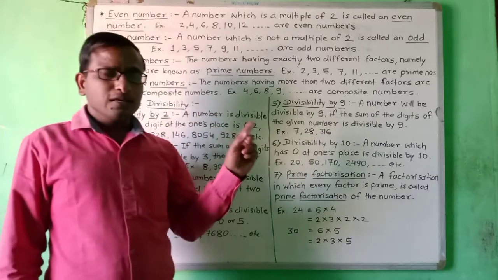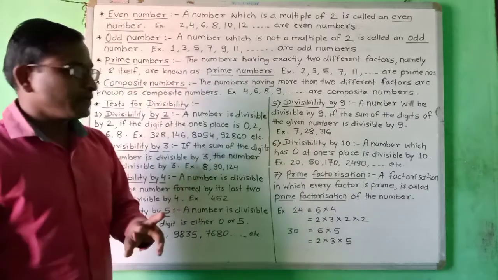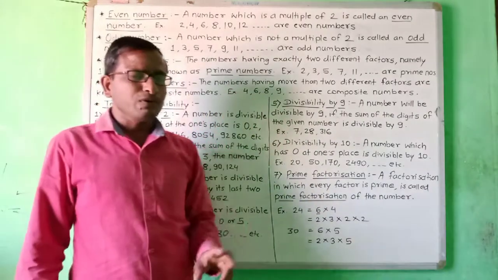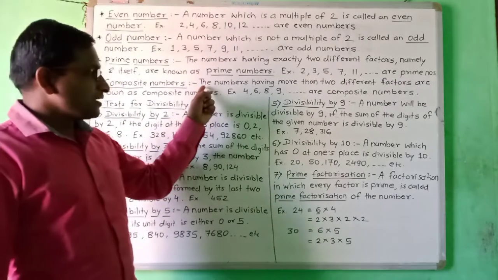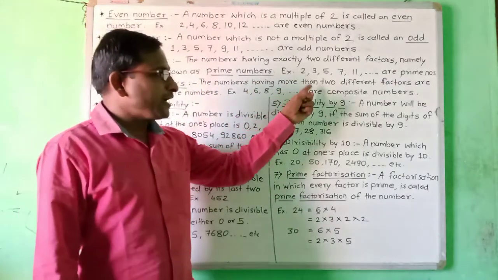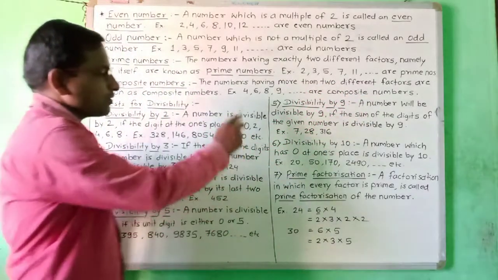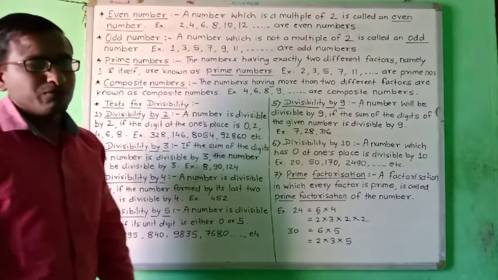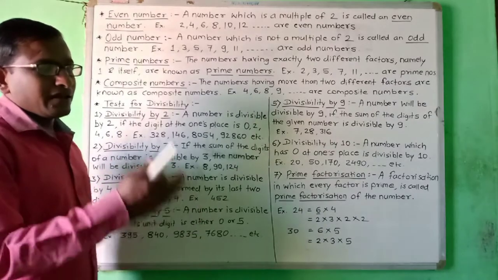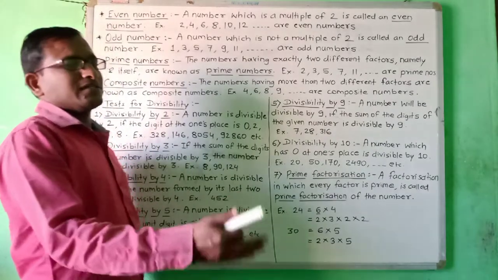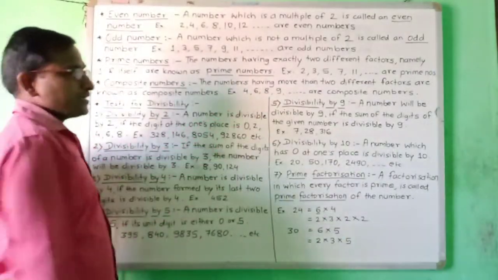Then 2. In the table of 2, 4 is present, yes. In 3, 4 is not present. In 4, yes, in the table of 4, 4 is present. So the factors of 4 are 1, 2 and 4. So 3 factors. By definition, numbers having more than 2 different factors are composite numbers. So 4, 6, 8, 9 are composite numbers. After 9, 10, 12, 14, 15, 16, 18, 20 are more examples of composite numbers.